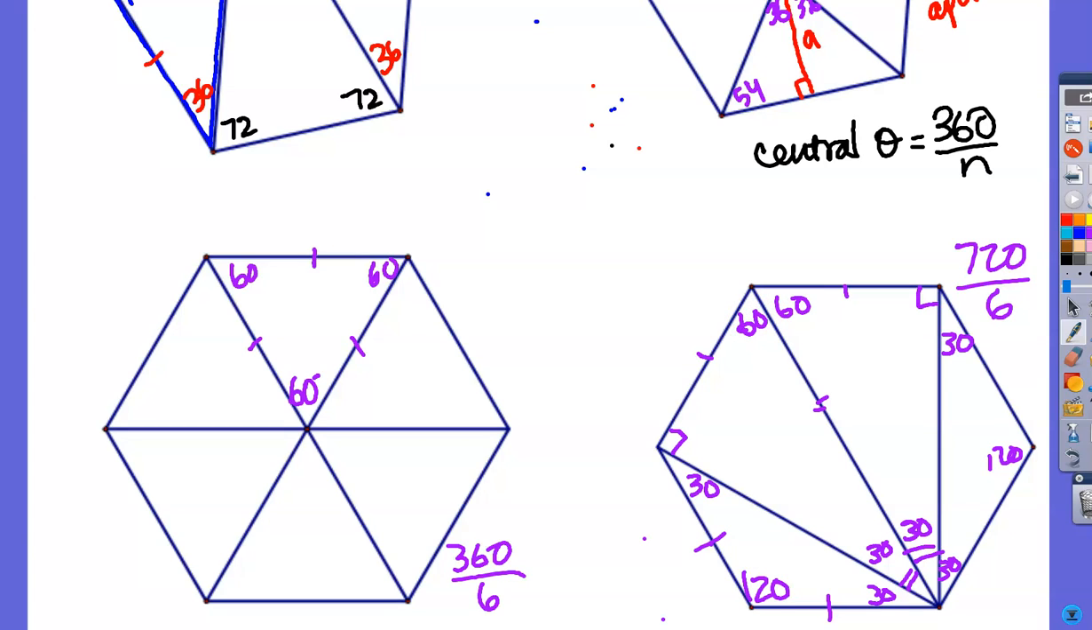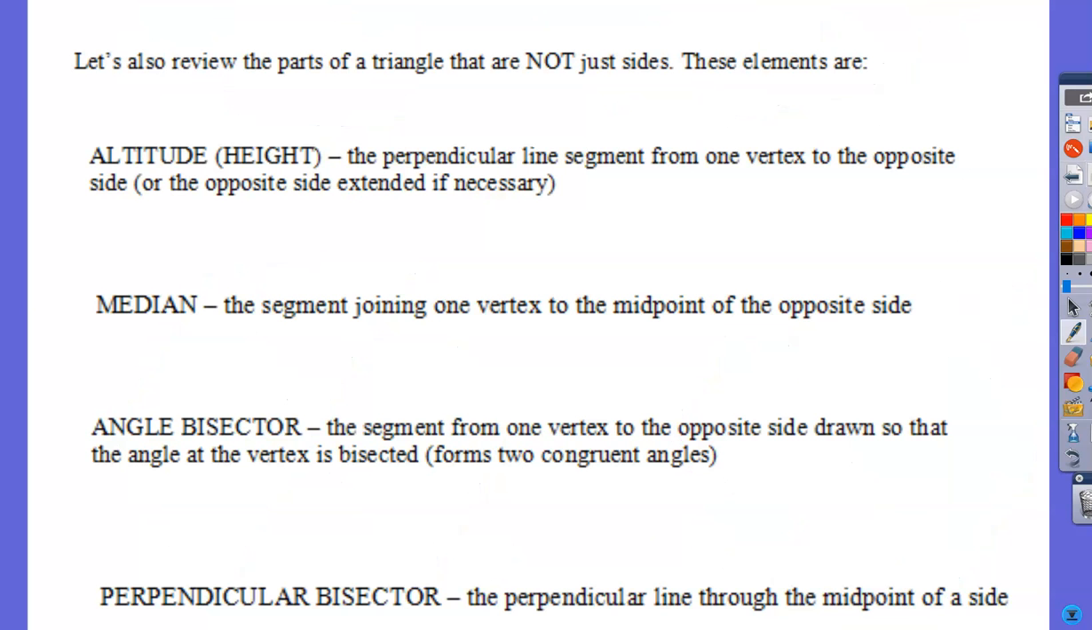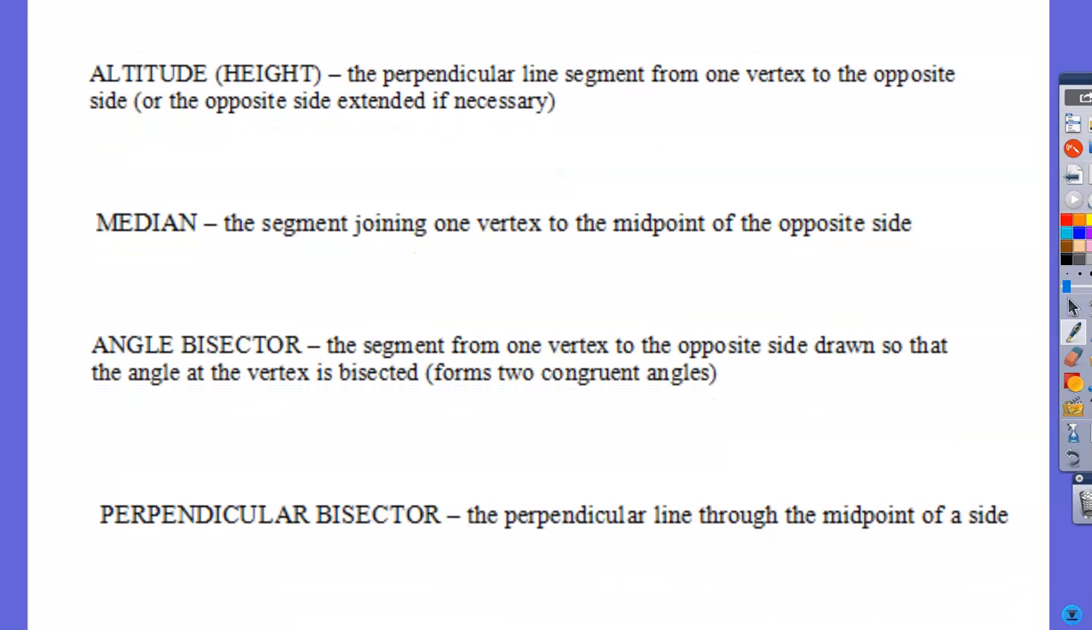Okay, so there's a lot of ways you can break down these figures, and we're going to eventually do figures that are bigger than 5 and 6 sides. So I just want to kind of give you an idea of how to break them down. Okay, so we need to talk about some parts of triangles that aren't just the sides. And so you should know these already from geometry, but let's just make sure.